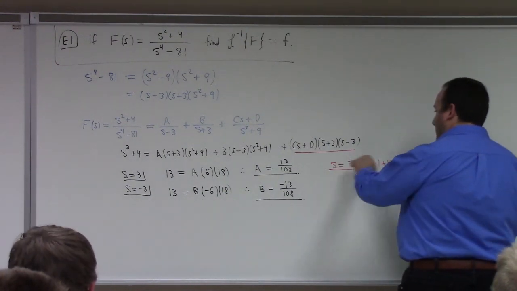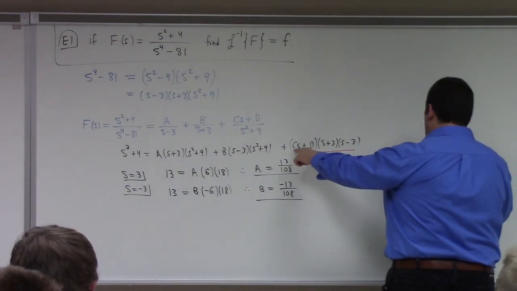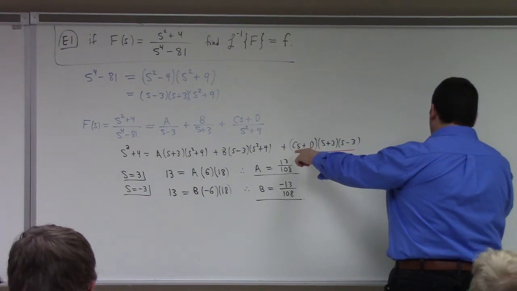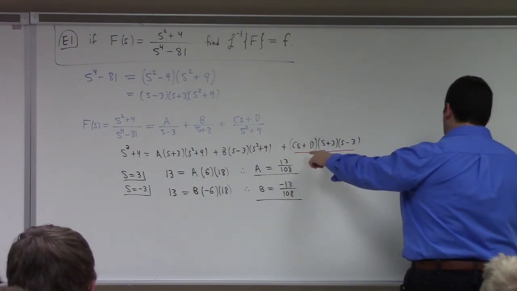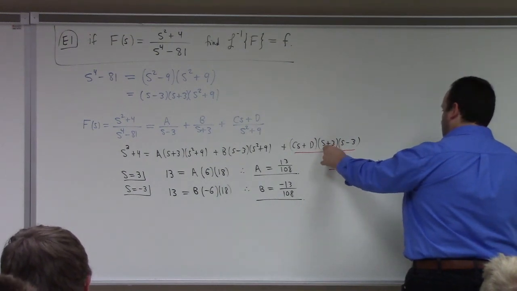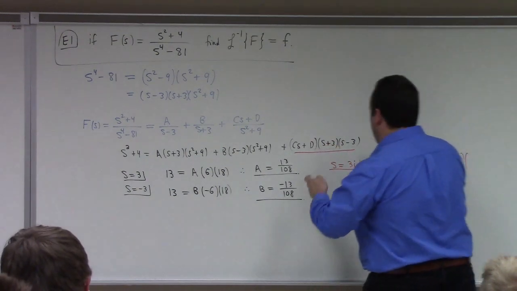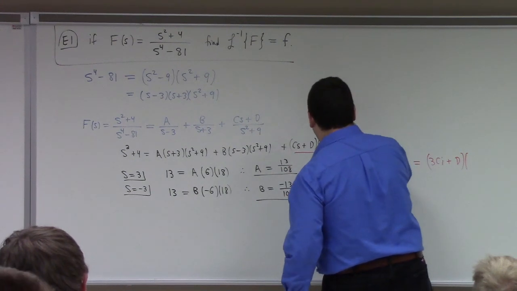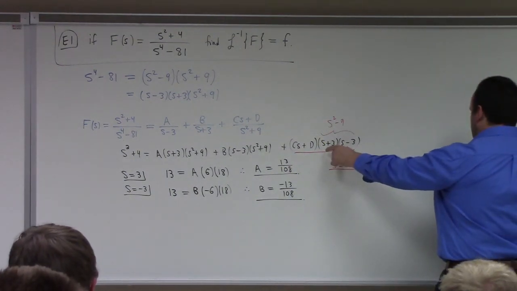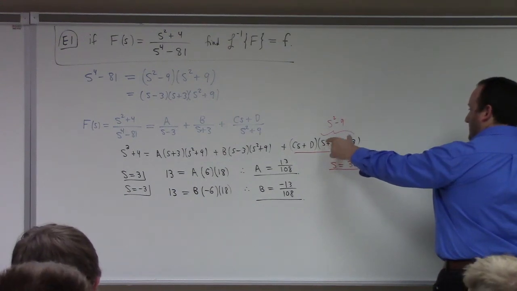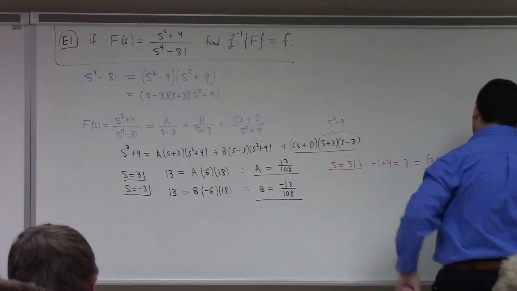So I get 3 equals, what is that? 3ci plus d times, what's this going to work out to? Well, I should rewrite this. Let's not be dumb. This is s squared minus 9, right? This is s squared minus 9. Don't forget your roots. See here, that's minus 10.